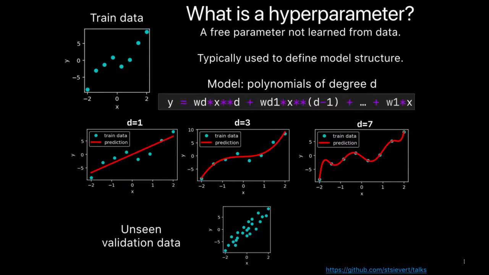So that's what a hyperparameter is. It's something that's used to define model structure. Okay, so that was a simple example. And again, please interrupt me if there are any questions.